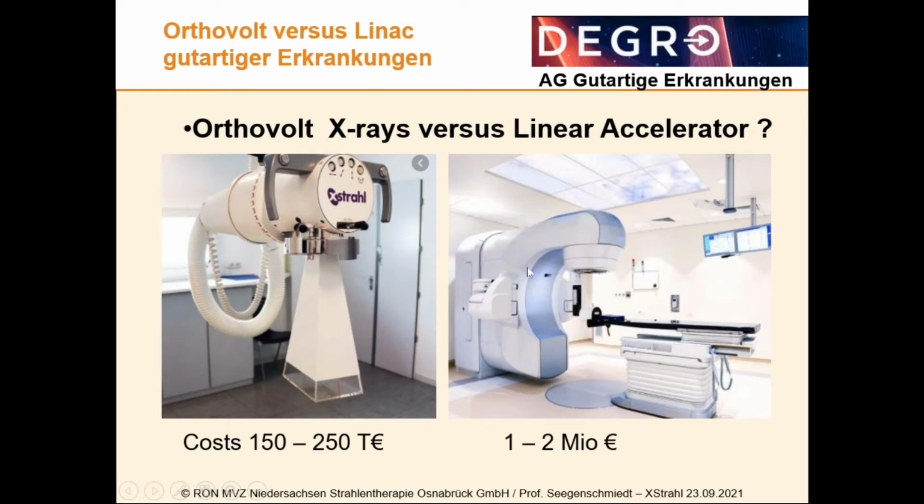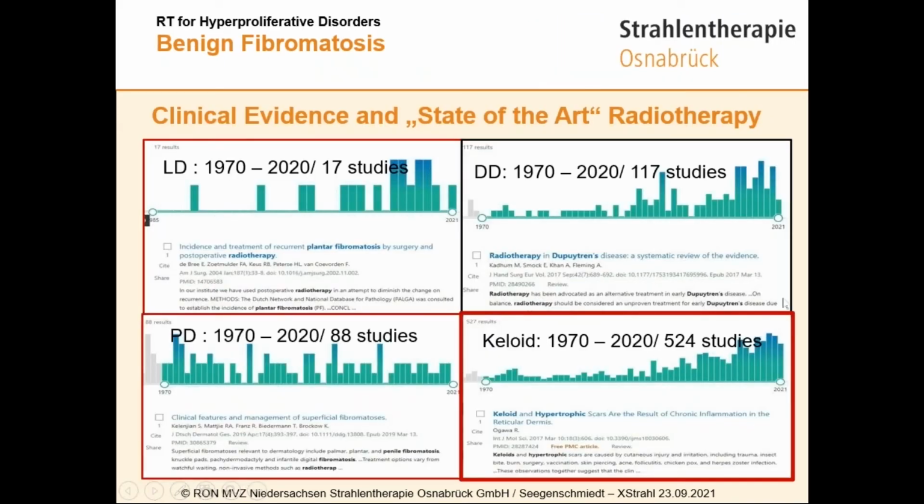However, this machine is usually used in a much higher range of indications. In terms of clinical evidence and state of the art of radiotherapy, a comparison of PubMed clinical studies for Ledderhose in the 50-year area from 1970 to 2020 provides results from 17 studies. For Dupuytren in the same period, 117 studies. For Peyronie's disease, 80 studies, and to a big surprise, keloids, far more than 500 studies. So the evidence actually should be best in keloids. However, no randomized studies have been provided here.